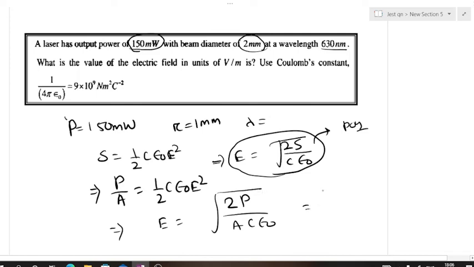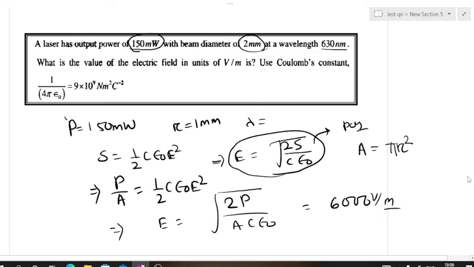So put the given values and you will get the answer. Its area is equal to, as this is the case of a laser, so the area will be pi r squared, the cross sectional area. So put the values and you will get the answer equal to 6000 volt per meter.